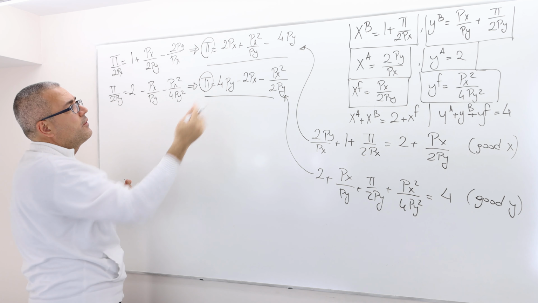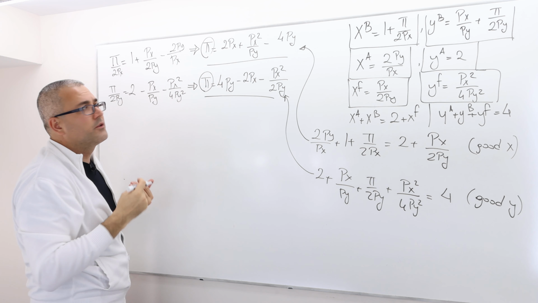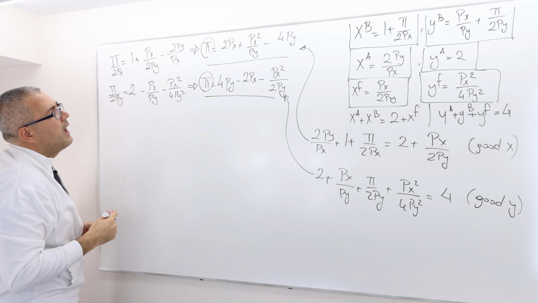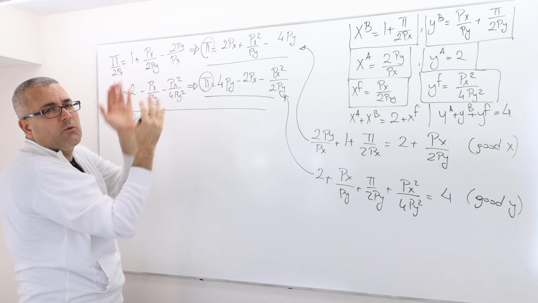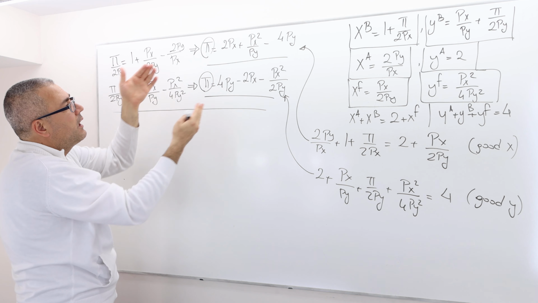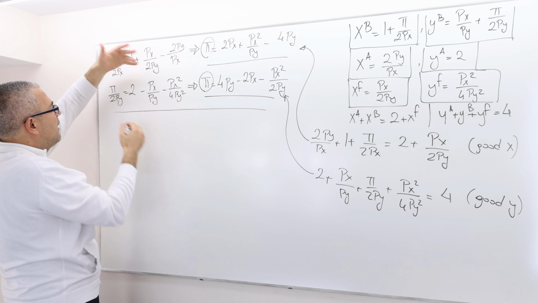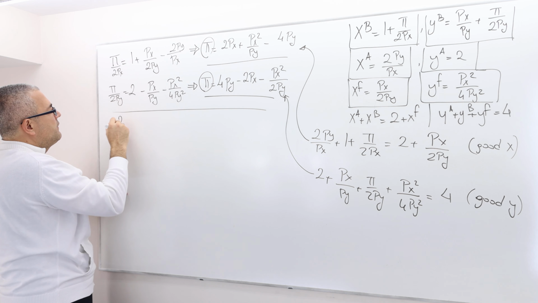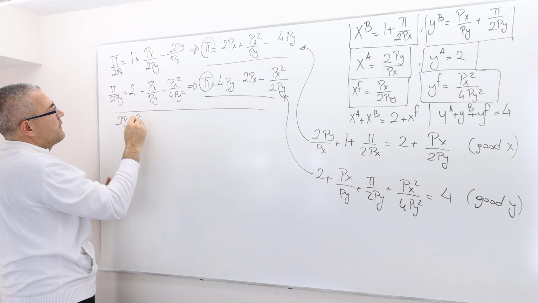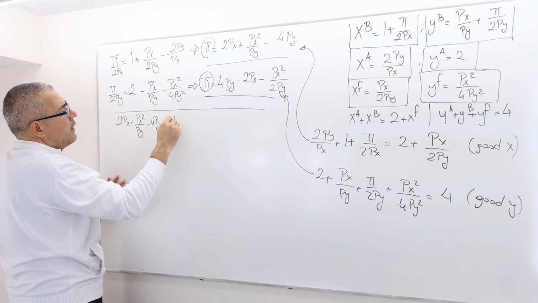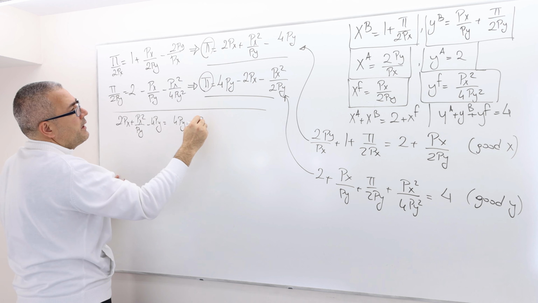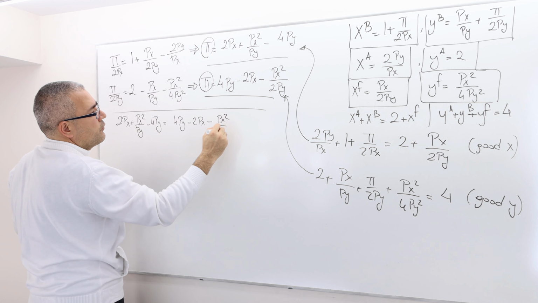Pi is the same, so therefore this first term must be equal to the second term, all right? And so I'm going to skip this step, they're equal. So I'm going to clean things up, let's go slowly. 2px plus px squared over py minus 4py equals 4py minus 2px minus px squared over 2py.